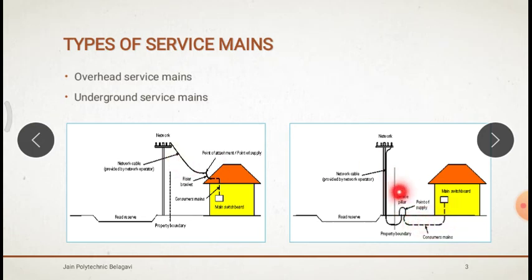Just to do the comparison in both the images. First is the overhead service main from pole to the meter board, and next is the underground cable which is from the pole to the meter board. Here we are digging the earth and laying by direct laying method or some laying methods we are connecting this underground cable. So first, we'll discuss about the overhead service main.